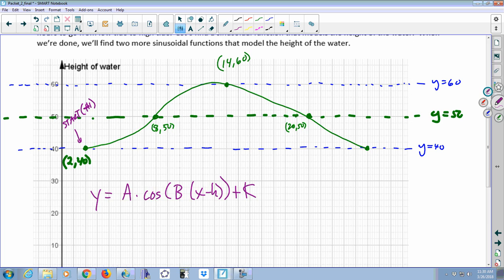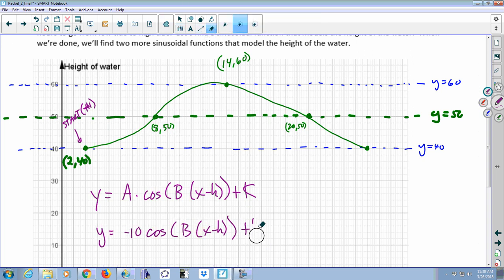So this is negative cosine. What is our amplitude? Well, from 50 to 40 is 10, 50 to 60 is 10, but it's negative 10 because I'm starting at my minimum point. Okay, that's where I would start. My midline is 50. That's my value for k right here. So k is going to be 50.